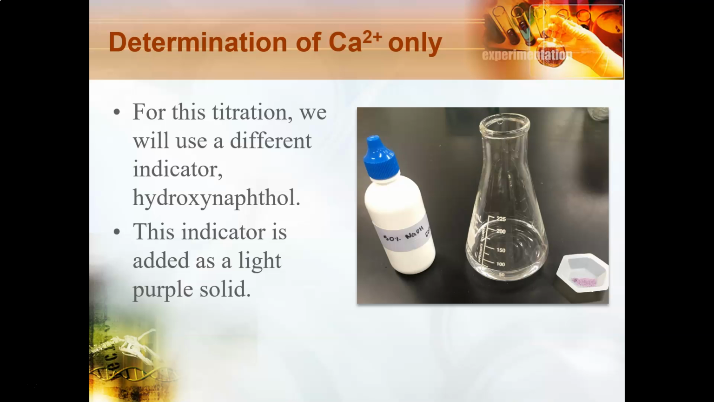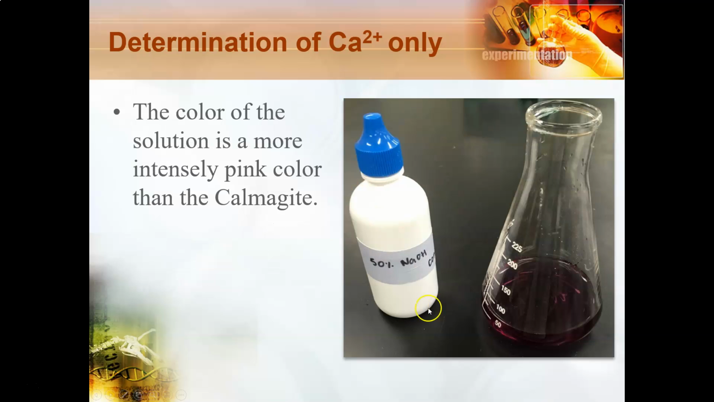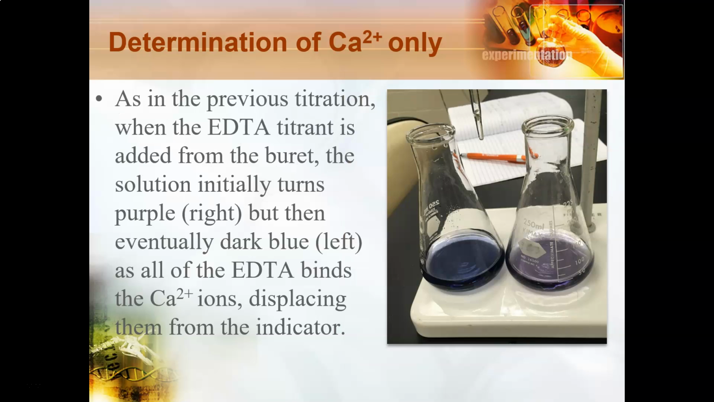So we're going to use a different indicator this time. We're going to use hydroxynaphthol. It's sort of a pink solid. So we add that to our flask. And this gives us a more intense color than the calmagite does. But the hydroxynaphthol has a chemical structure that's really similar to the structure I showed you for calmagite. So that means the same kind of thing is happening: we've precipitated out the magnesium ions, so they're not participating. So what's left is calcium. So the calcium now is binding to the indicator and forming that pink color.